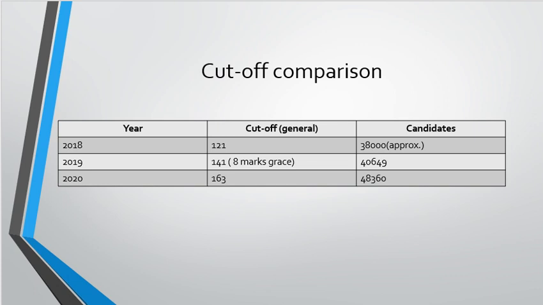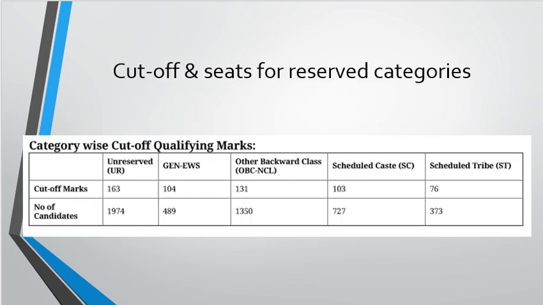Okay. Even in the year 2020, if you see category wise cutoff, it is as follows. For the unreserved category, it was 163. For economically weaker section, this was a newly introduced category for which 10% of seats were reserved. That's why you see here 489 seats were reserved for the newly formed category, that is economically weaker section. So it had the cutoff of 104 marks. OBC had a cutoff of 131 marks, scheduled caste had cutoff of 103 marks, and ST had cutoff of 76 marks.